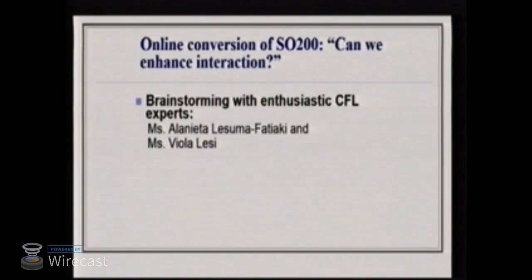The process started with brainstorming and discussion with CFL staff. I would like to acknowledge here the wonderful assistance and advice that I received from Alanieta and Viola. They perfectly understood what I wanted to do, and they gave me so many enthusiastic and useful comments and suggestions.